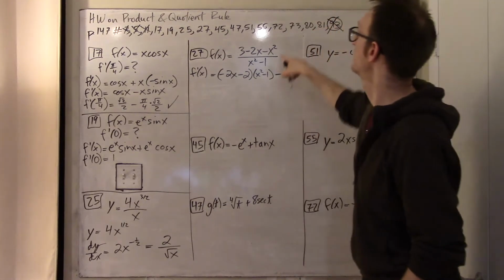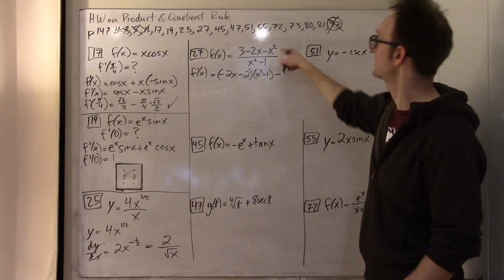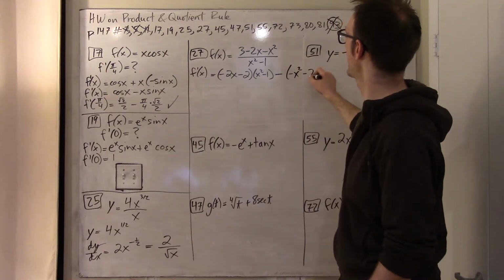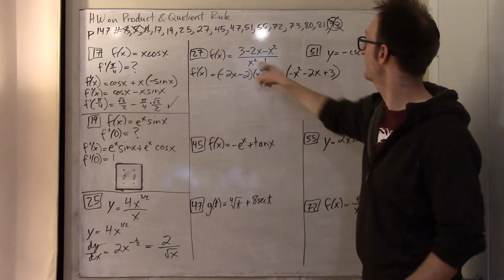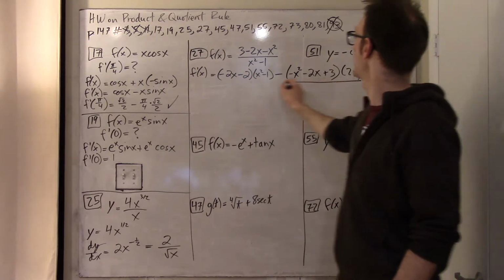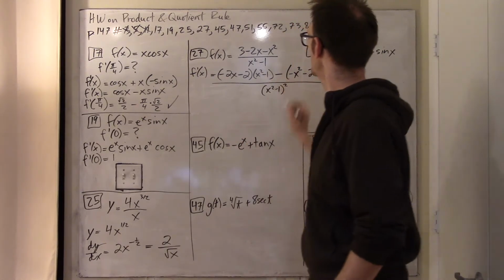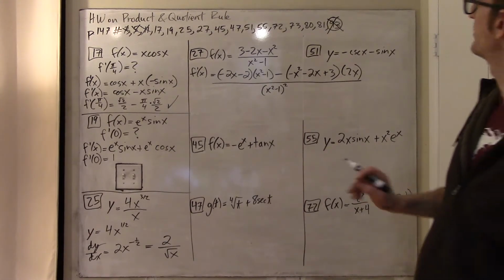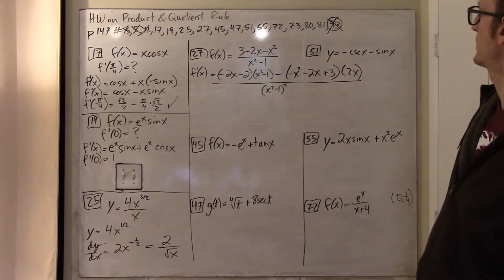Minus, so derivative of the top, negative 2x minus 2, times the bottom, minus the top, so that's negative x squared minus 2x plus 3, times the derivative of the bottom, which is 2x, all over the bottom squared. So I don't think there's any kind of deep shortcut to doing this problem. So maybe I'm just going to take up more room here and do it all out.